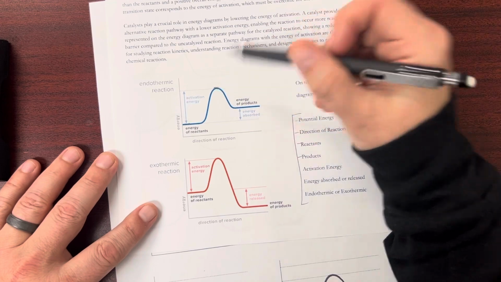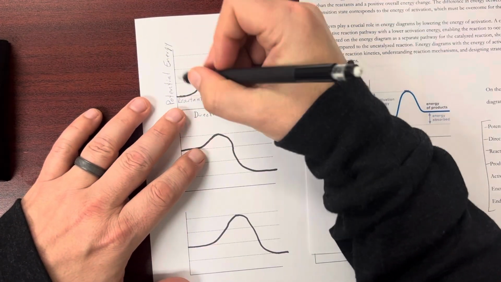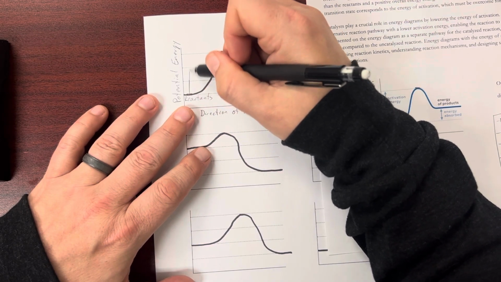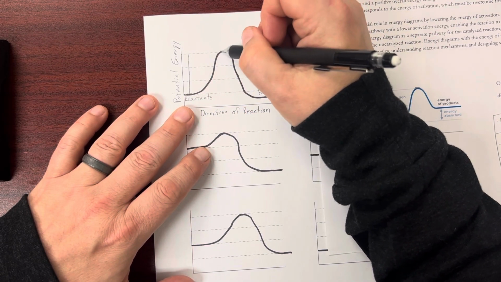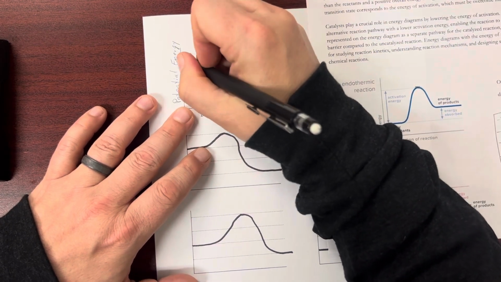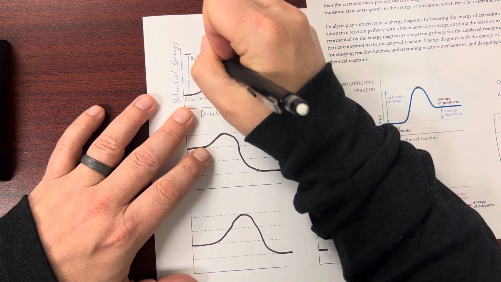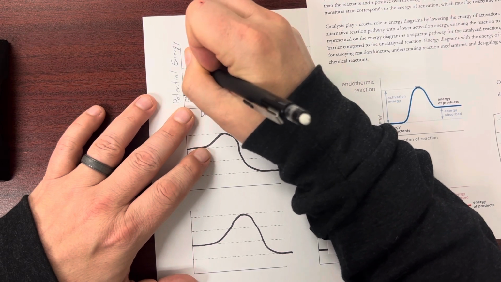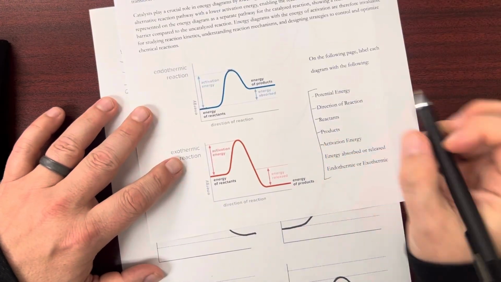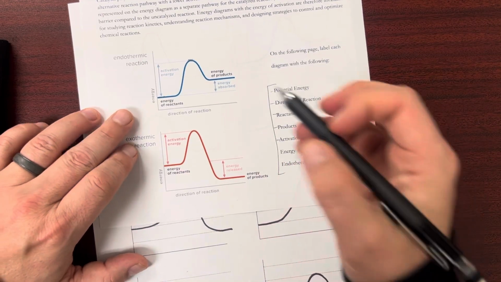So that goes up to the peak here. In this one, I'm going to start at my bottom initial energy, and it goes all the way up to this level here. Okay, that is my activation energy. Okay, did that. Now we want to know whether energy was absorbed or released.